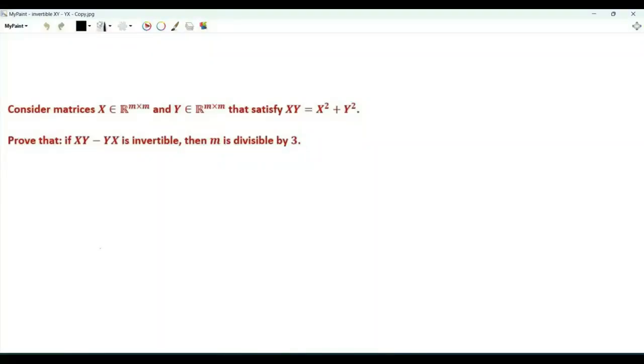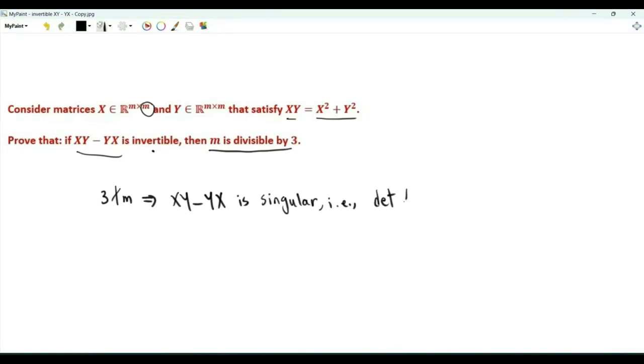Bismillah ar-Rahman ar-Rahim. Square matrices X and Y are of size m by m. XY is equal to X squared plus Y squared. We want to prove that if the matrix XY minus YX is invertible, then m is a multiple of 3. The contrapositive of this proposition is that if 3 is not a divisor of m, then XY minus YX is singular. That is to say, the determinant of XY minus YX is 0.